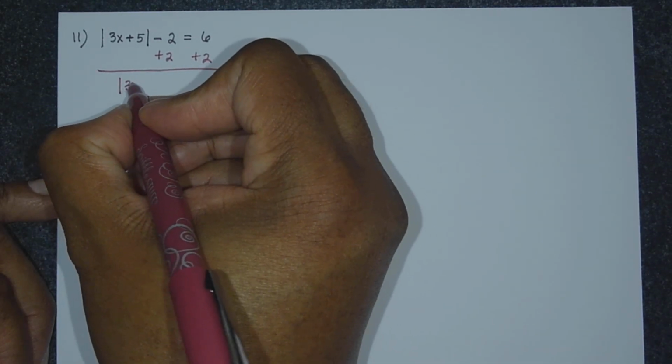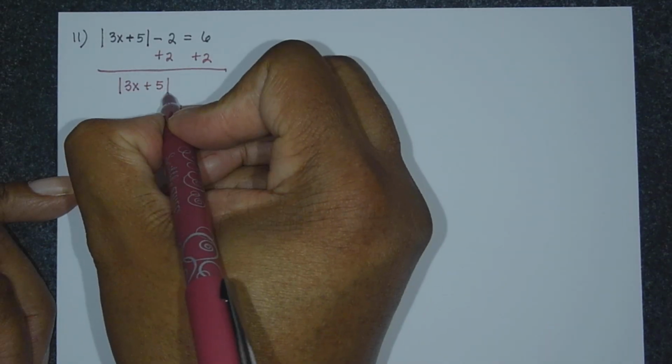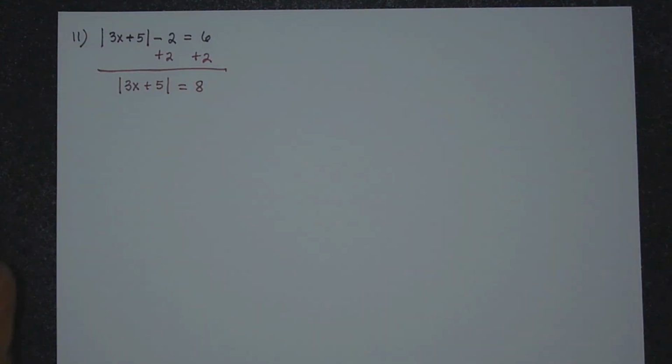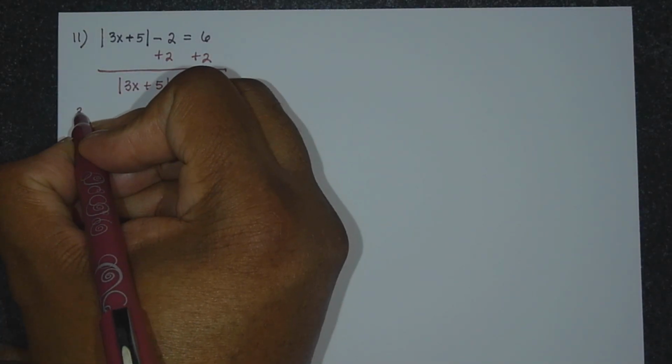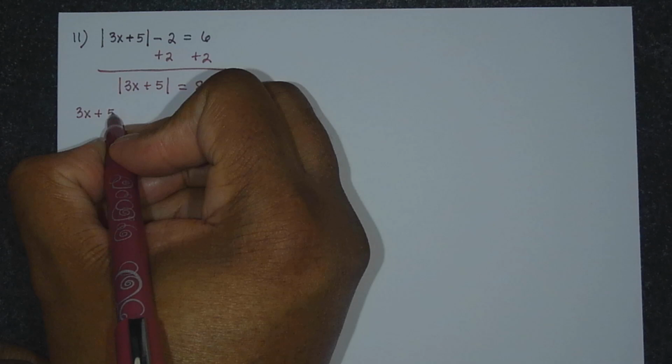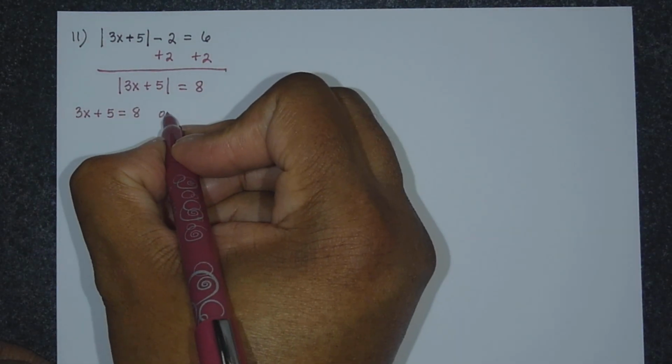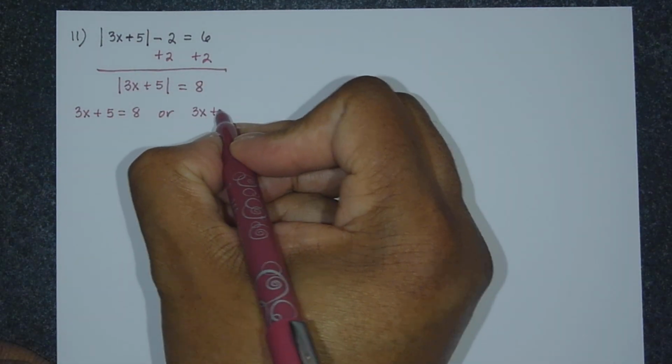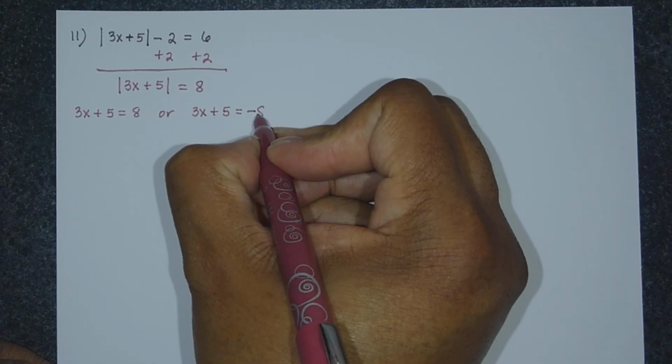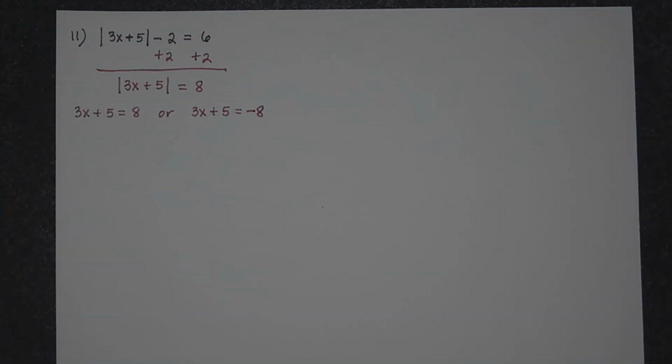So here we have the absolute value of 3x plus 5, and then that's equal to 8. So now I have the absolute value by itself. That means I can go ahead and write my 2 equations here. The first equation would be just 3x plus 5 is equal to positive 8, or 3x plus 5 is equal to negative 8. And for each equation we will solve for the variable, solve for x.